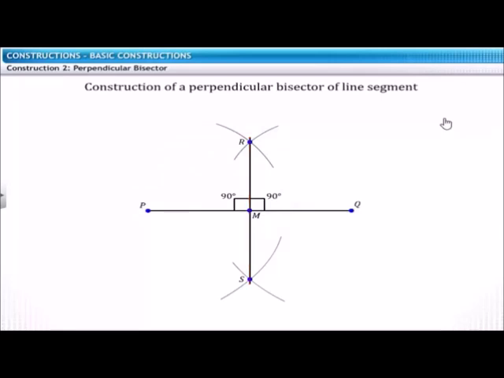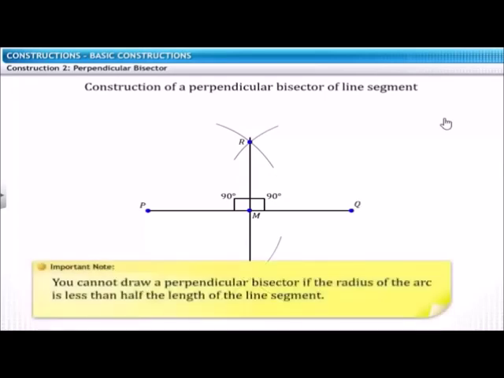It also divides the line segment PQ into two equal halves and also forms a right angle at point M. The line RS is indeed a perpendicular bisector of the line segment PQ. An important point to note is that you cannot draw a perpendicular bisector if the radius of the arc is less than half the length of the line segment.